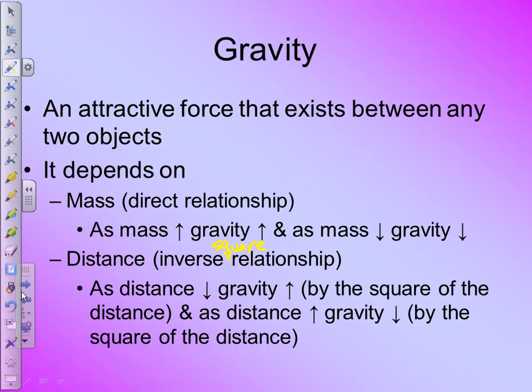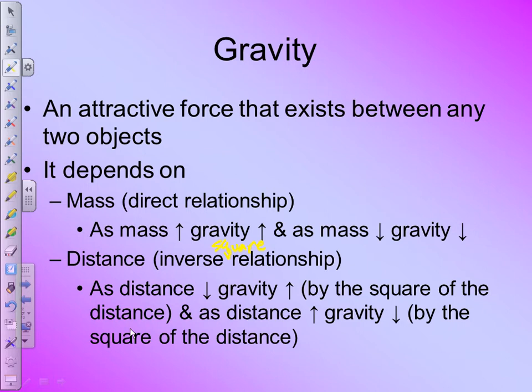Same thing works the other way, right? As distance goes up, gravity goes down. If you go from 1 meter to 2 meters, there isn't half as much gravity. There's 1/4 as much gravity. If you go from 1 meter to 3 meters, it's not 1/3 as much gravity, it's 1/9 as much gravity, right? So the inverse square relationship, which shows up a lot out there in nature. Gravity is an example of it, electrostatics and other things too. Shows up a lot, okay?